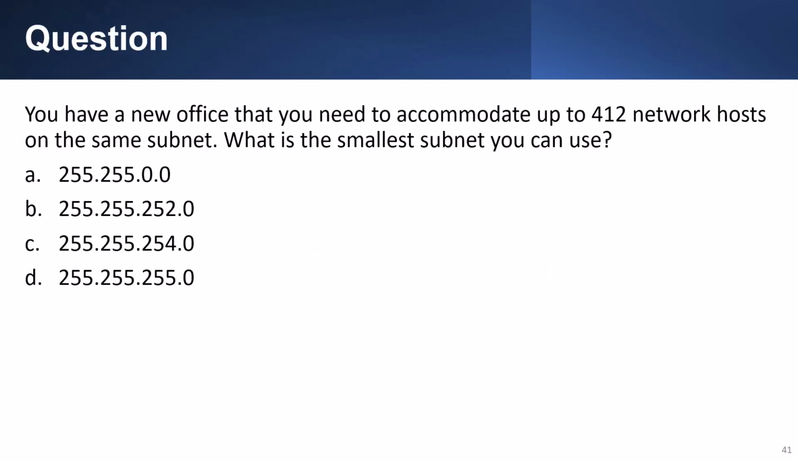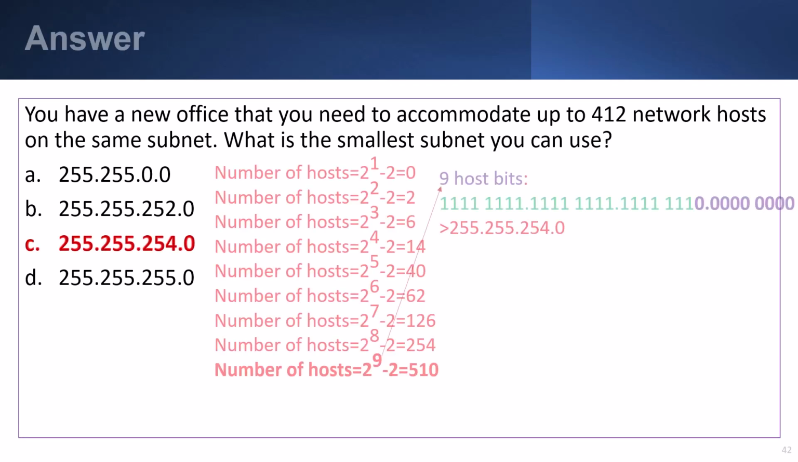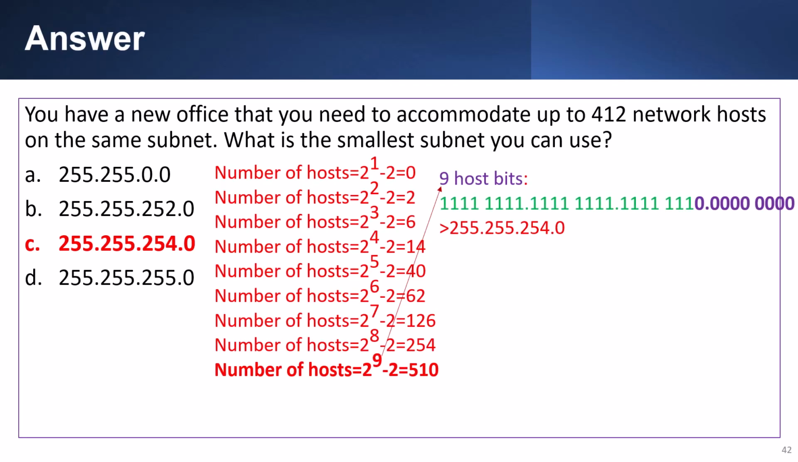Question. You have a new office that you need to accommodate up to 412 network hosts on the same subnet. What is the smallest subnet you can use? Answer, 254. By doing some calculations until you get a number of hosts greater than 412, it takes 9 host bits, which gives you up to 510 hosts. Of the 32 bits, this network is 23 bits, CIDR notation /23, which is the binary equivalent shown on the screen, which translates to 255.255.254.0.